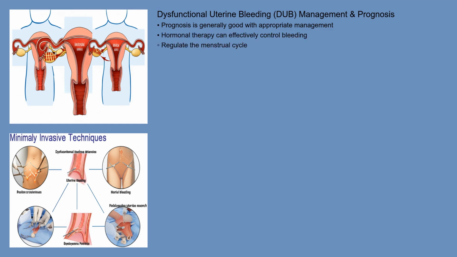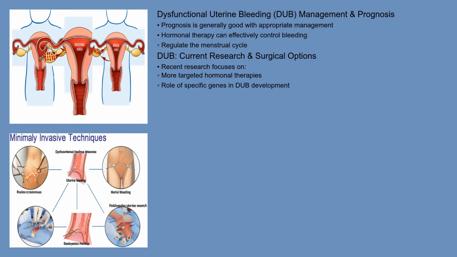Recent research is focused on developing more targeted hormonal therapies and exploring the role of specific genes in the development of DUB. Minimally invasive surgical techniques like hysteroscopic endometrial ablation are also becoming more common, offering effective and less invasive treatment options for women with severe bleeding. Remember to consult with your healthcare provider for personalized advice and treatment options.